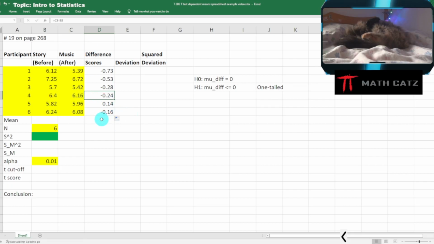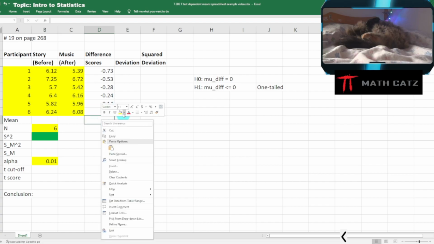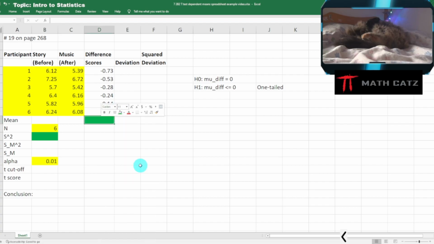Then we want to calculate the mean. Let's put the mean here. I'm going to make it green. Green is sort of formula cells, or where I calculate something. Yellow is where I have given information, like input cells.